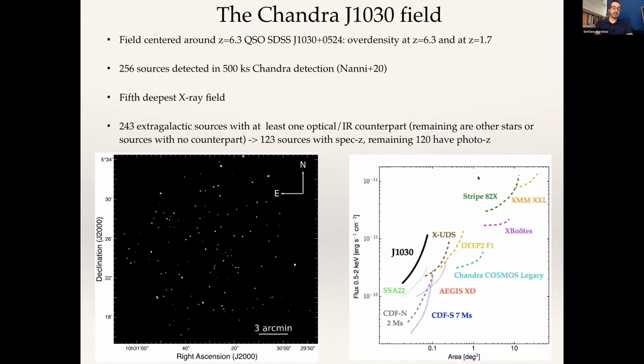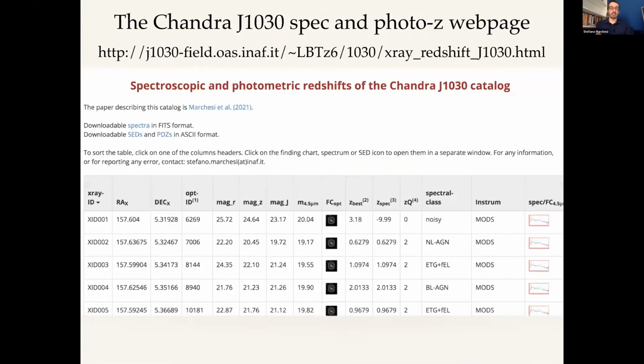This field has also been targeted with a deep Chandra observation in the X-rays, which makes it, as you can see here on the right, the 5th deepest field currently existing. The field contains a little bit more than 250 sources. The vast majority of them, thanks to the excellent coverage of the field, have an optical or near-infrared counterpart. For 50% of the sample, we have a spectroscopic redshift. The remaining 120 sources have a photometric redshift.